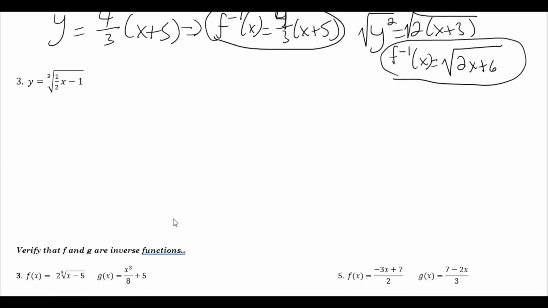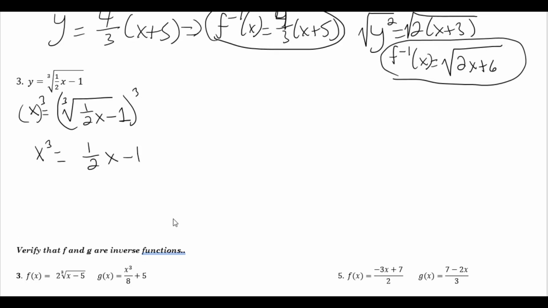All right, so we're going to do the same thing here. So swap x with y. If this is a square root, then you're going to square both sides. But since it's a cube root, we will cube both sides. We're going to add 1 to both sides. I forgot to switch this to a y, so let me change that now.